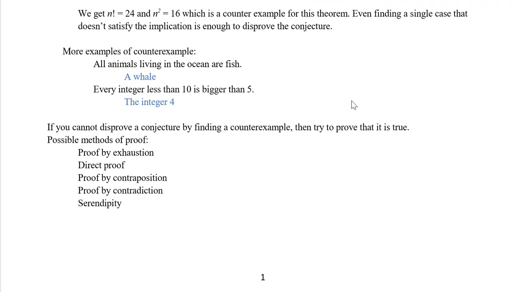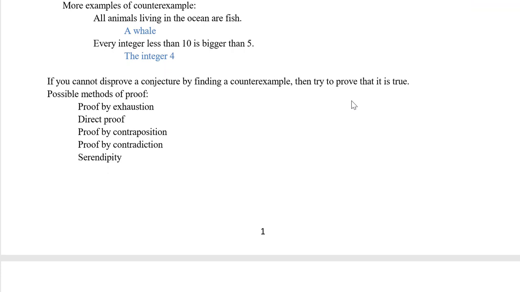Okay, so what we're gonna see in this section is that if we cannot disprove a conjecture by finding a counterexample, then we try to prove it using these methods: either proof by exhaustion, as we're going to see a few examples there, direct proof, proof by contraposition, and proof by contradiction, and of course serendipity.